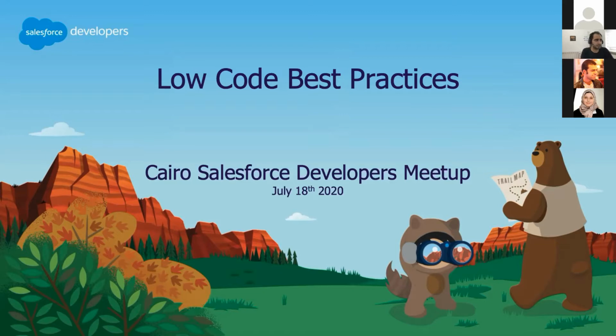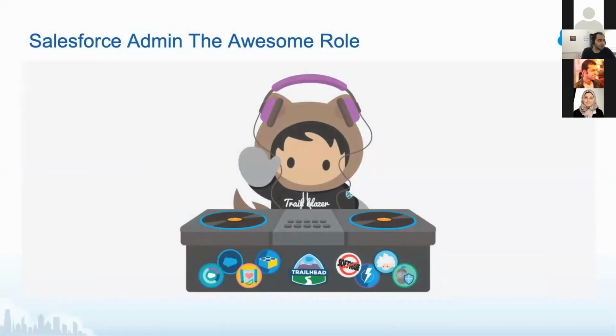As Farah said, it's about low code best practices, and mainly we're going to focus on custom metadata, custom settings, and custom permissions, what the difference is between these options, and what the best practices are for using such configurations. Our session is mainly about the Salesforce admin, the awesome role. As a Salesforce admin, most of the time we use point and click to fulfill requirements, control the access to the Salesforce org, and so on.